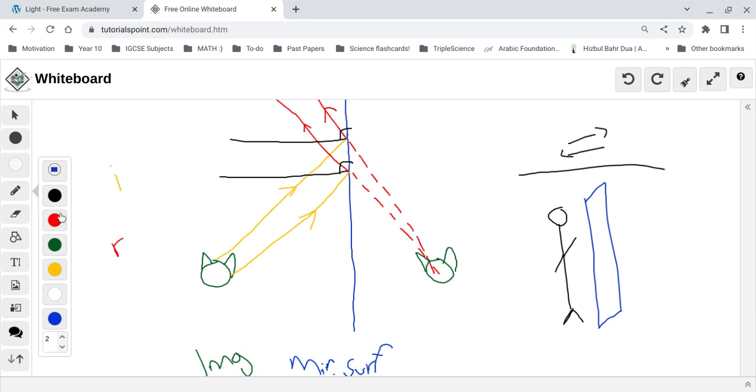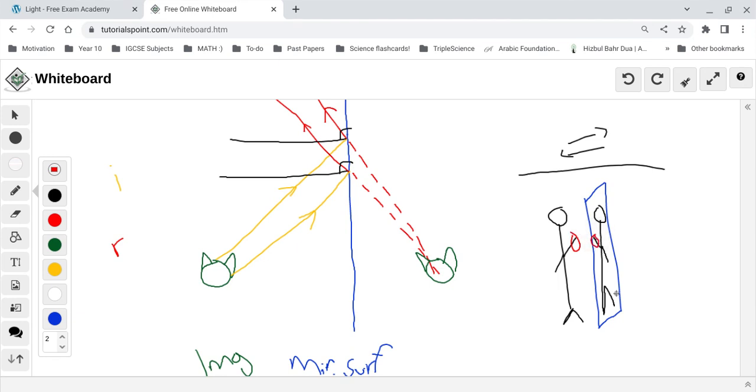And the guy in the mirror is like this. Even though the guy outside of the mirror, see his arm over here, this is his right arm. But it looks like this one is raising his left arm.